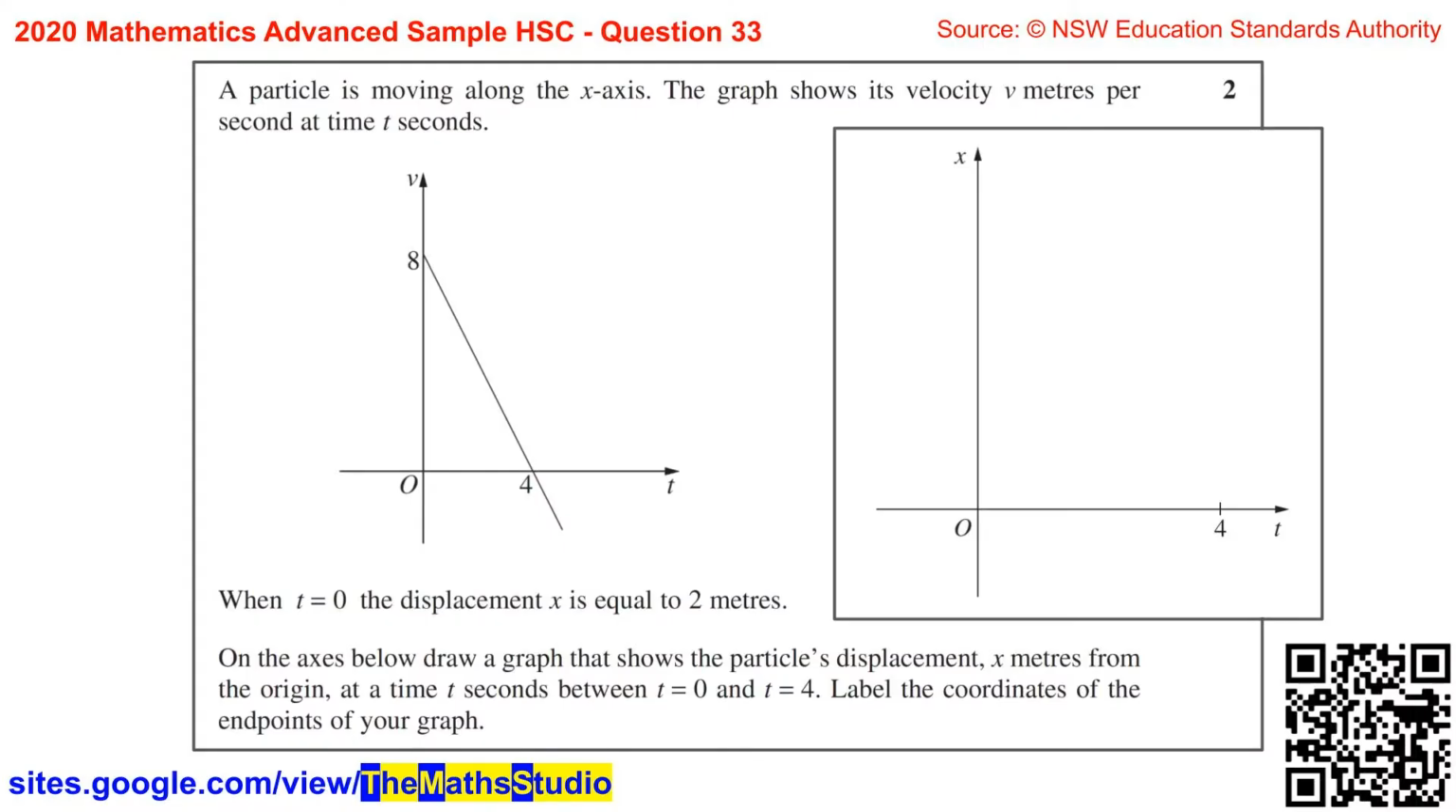Question 33. A particle is moving along the x-axis. The graph shows its velocity v meters per second at time t seconds. When t equals 0, the displacement x is equal to 2 meters.